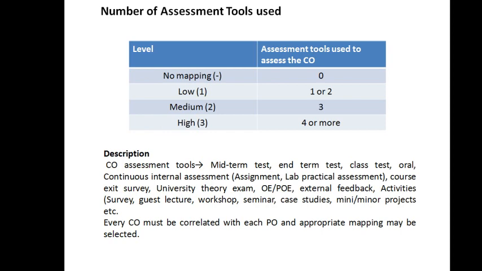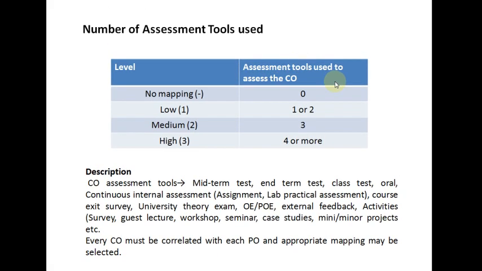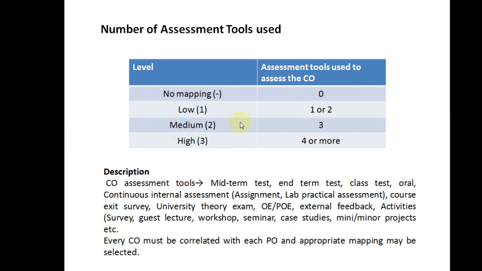Then next one, we will go for the number of assessment tools. What is meant by assessment? Internal exam is one of the assessments, and end exam is one of the assessments. Lab examination, workshop, guest lecture, these are all assessments. If for one particular course you are going to take 1 or 2 assessments, then the level is low. If for that particular CO1 or CO2 we are going to assess the students by means of 3 tools, that is midterm exam, end term exam, class tests, whatever it may be, then the mapping level is medium. 4 or more leads to high.